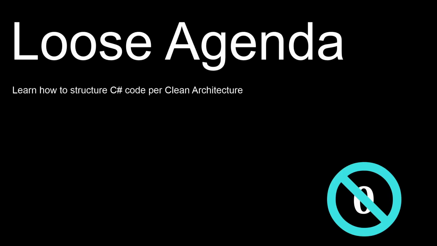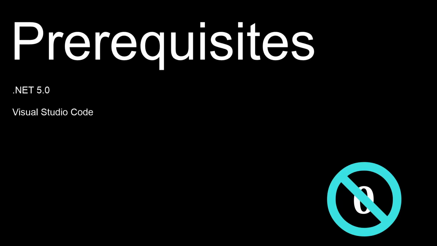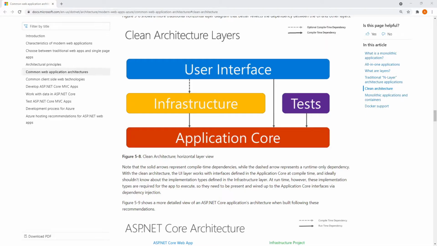Today we'll be learning how to structure C# code into layers per clean architecture. In advance of today's exercise, you'll want to install .NET 5.0 and Visual Studio Code. If you're unfamiliar with service-oriented architecture or clean architecture or onion architecture, there's some great write-ups on this.